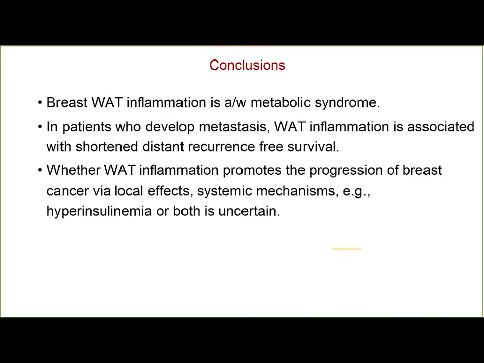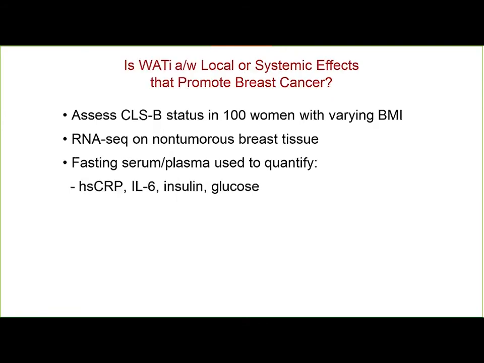So based on these findings, we concluded that breast white adipose tissue inflammation is associated with metabolic syndrome. In patients who develop metastasis, white adipose tissue inflammation is associated with shortened distant recurrence-free survival. And whether white adipose tissue inflammation promotes the progression of breast cancer via local effects, intra-breast effects, systemic mechanisms, or both is uncertain. And so consequently, that was the next question we raised. Is white adipose tissue inflammation associated with local or systemic effects that can promote breast cancer?